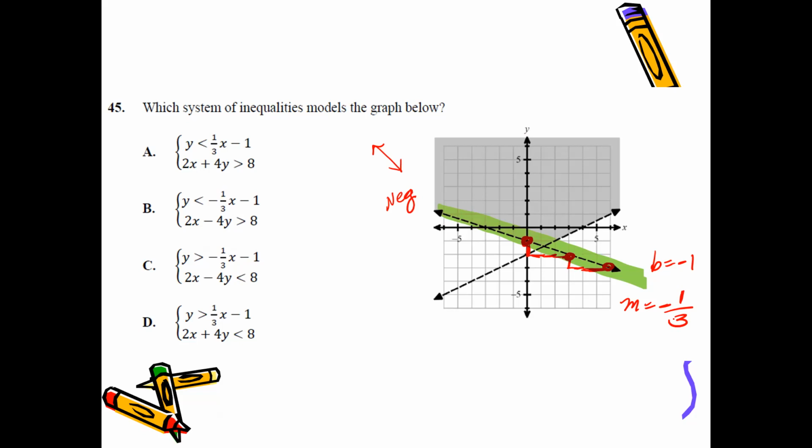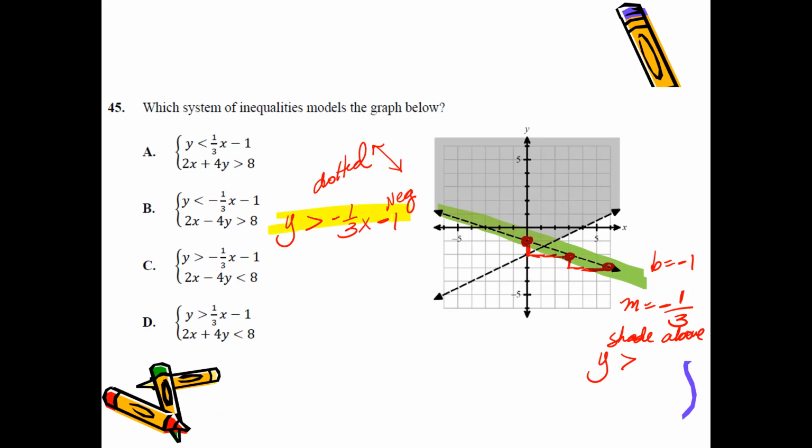I also noticed that it's shaded above. Do you see how it's being shaded above the green line? So it's going to be y is greater. It's going to be eating the letter y. And I also noticed that it's a dotted line. So if it's a dotted line, there's no equal sign. So that green line right there, that equation is y is greater than -1/3x minus 1. So that's your first hint.